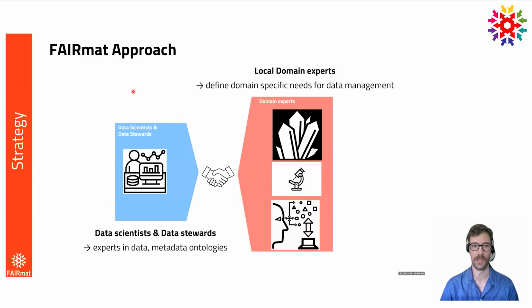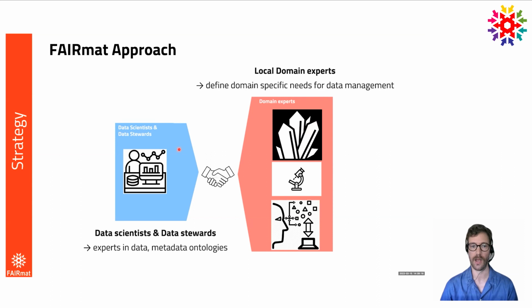Let me go a little bit deeper on this bottom-up approach. In FAIRmat, it looks like this: we have local domain experts with very domain-specific needs for data management. For example, we have someone who is an expert in growing specific crystals at an institute, but these persons lack an improved research data management.